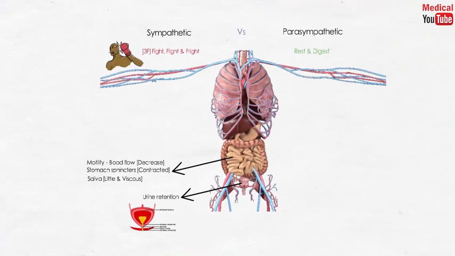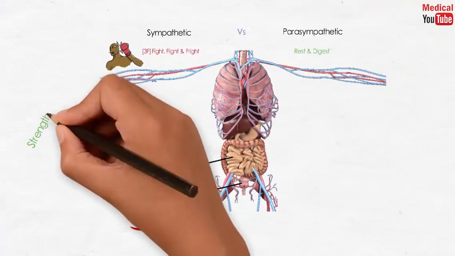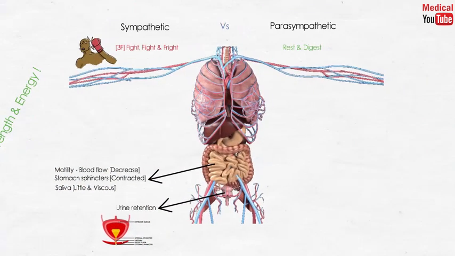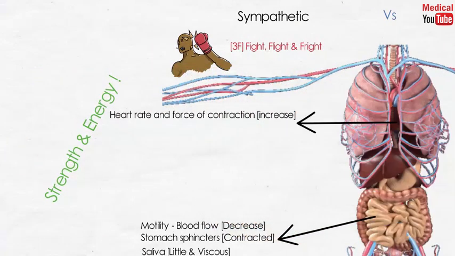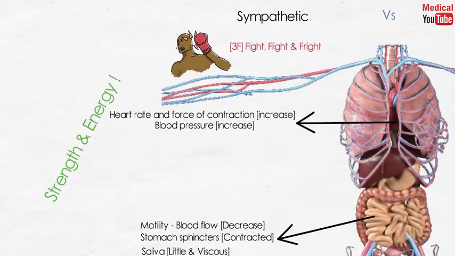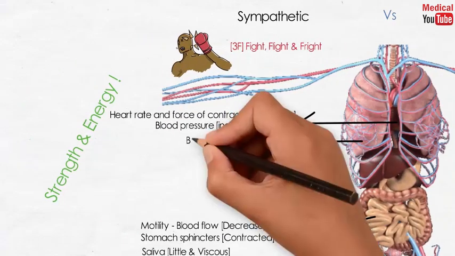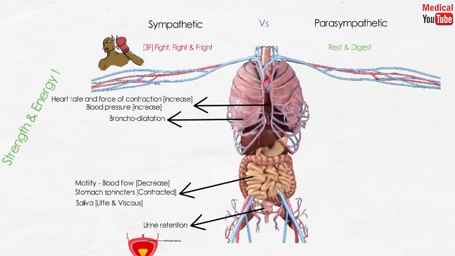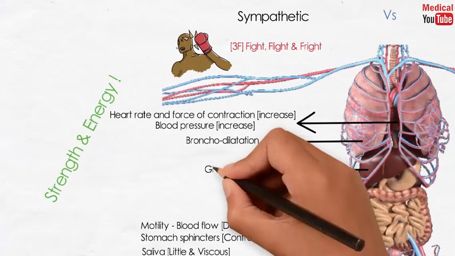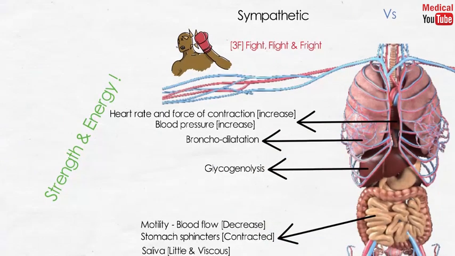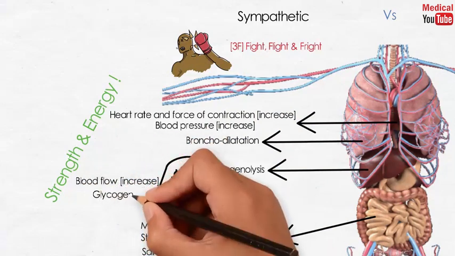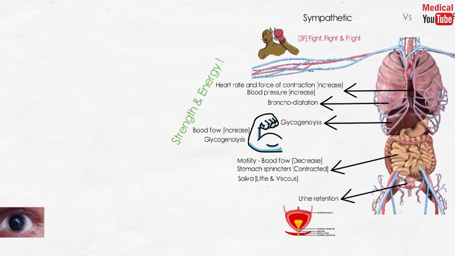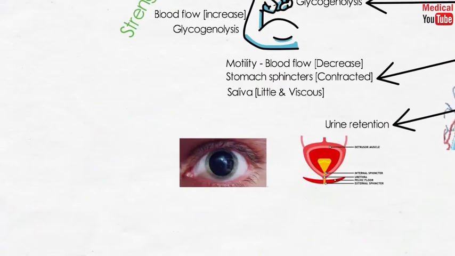What you really need in a fight or a stressful condition is strength and energy. So how does your body handle this? Heart rate and force of contraction increase, and also blood pressure increases through the contraction of the blood vessels. Lungs also help you to breathe more and get more oxygen through bronchodilation. Your liver helps you to get more glucose and energy through glycogenolysis. And of course the blood flow to your skeletal muscles increases through the vasodilatation of skeletal muscle blood vessels, and also glycogenolysis increases. Also the eye pupil gets dilated, which is known as mydriasis.